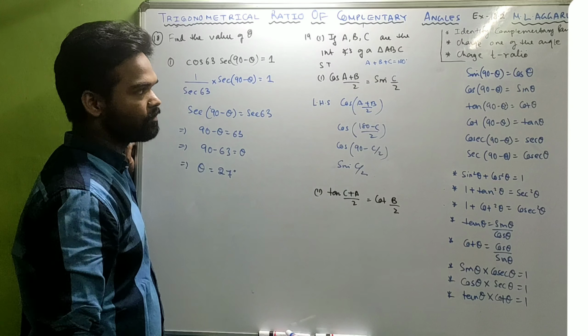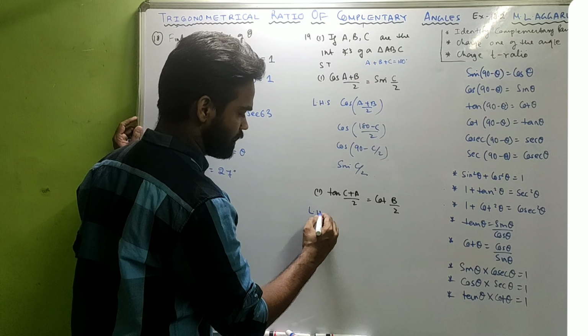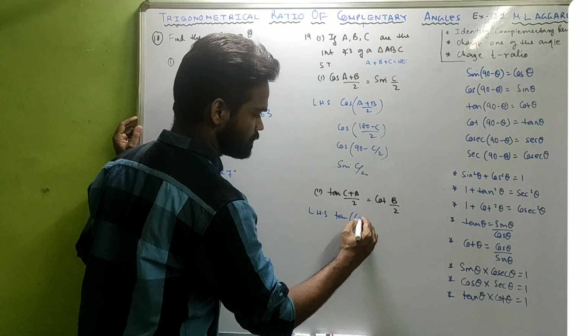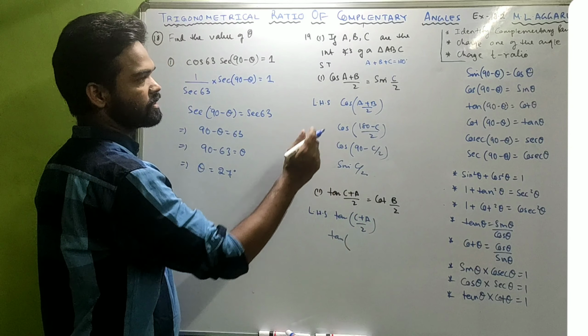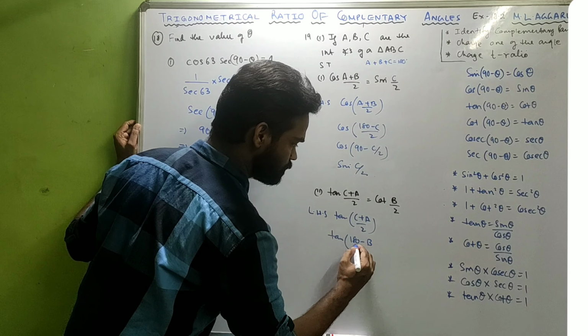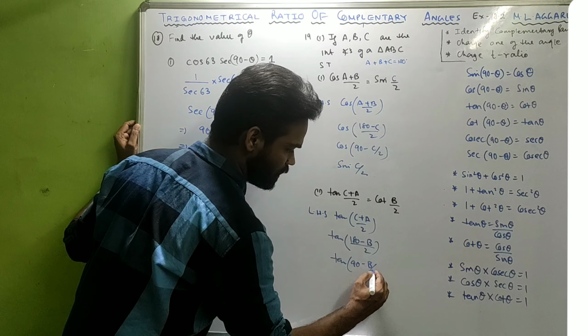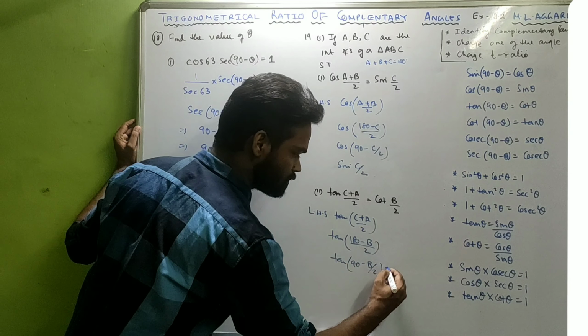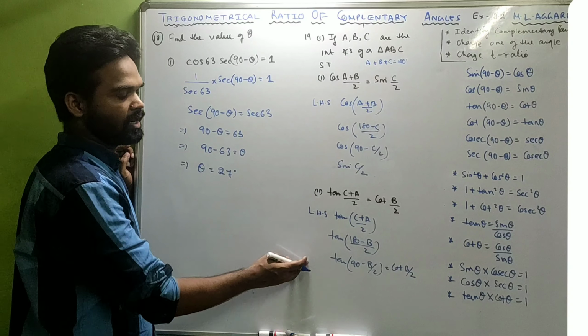Let us see the last one. Similar way, okay? Your left hand side is tan((C plus A) by 2). So that's C plus A will be nothing but 180 minus B, (180 minus B) by 2. So that's tan(90 minus B by 2). Tan(90 minus theta) is cot theta. Done. So this was the last sum.